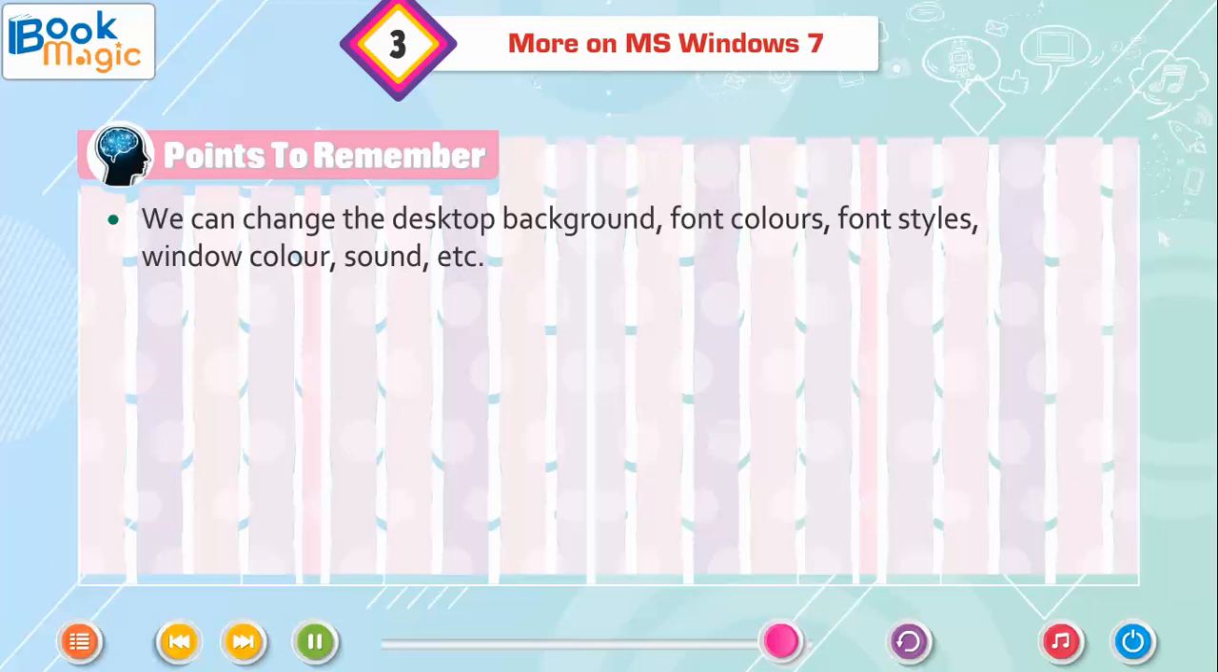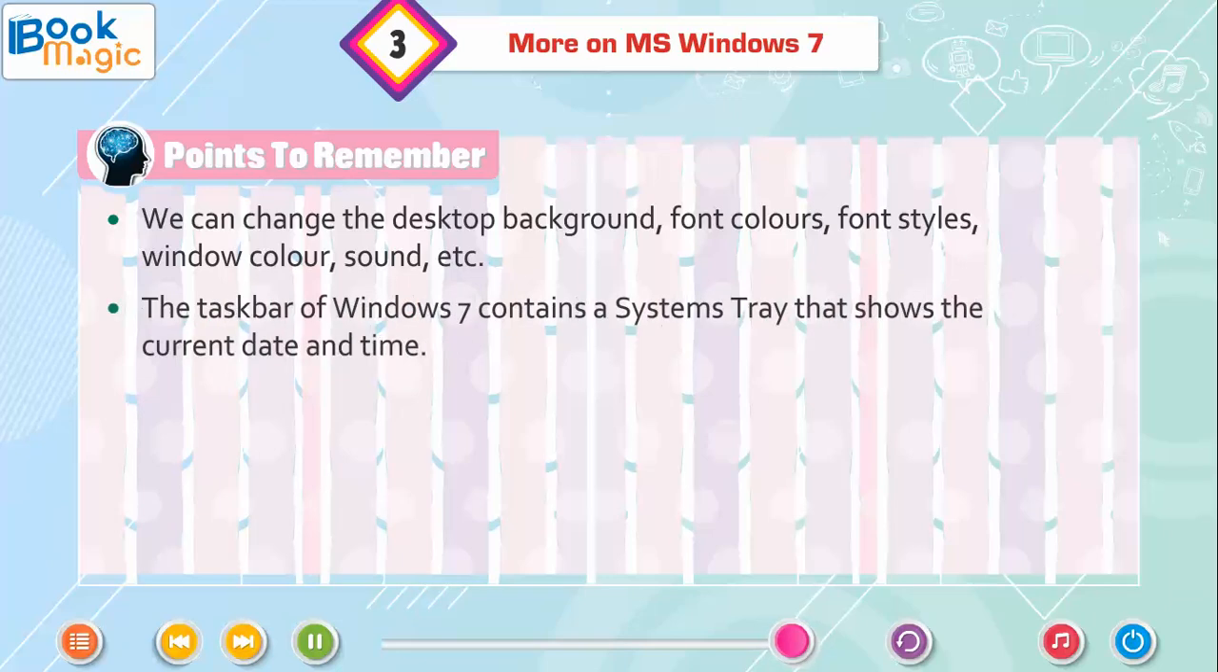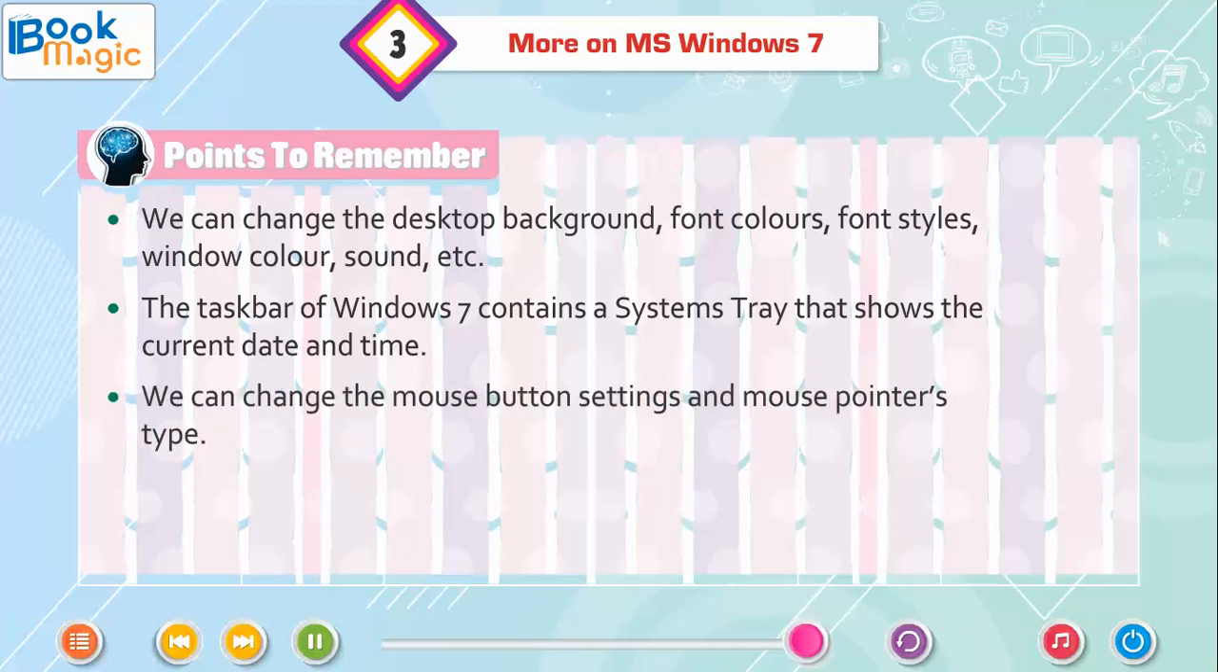We can change the desktop background, font colors, font styles, window color, sound, etc. The taskbar of Windows 7 contains a system tray that shows the current date and time. We can change the mouse button settings and mouse pointers type.